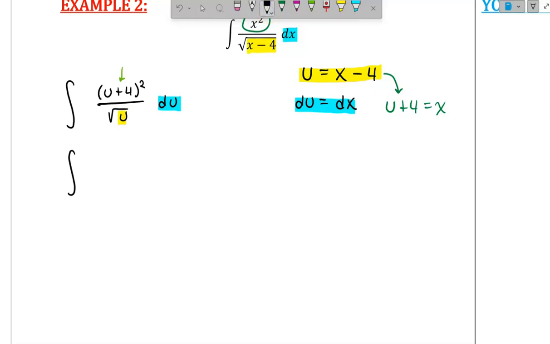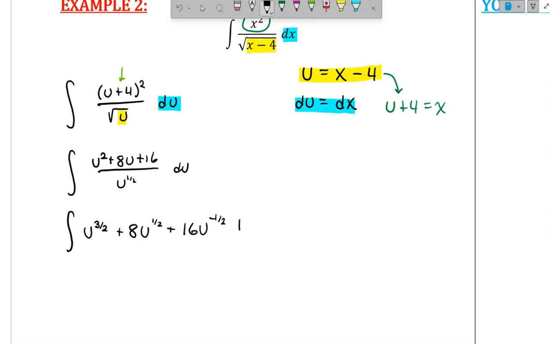So up in the numerator, we would go ahead and distribute or FOIL, however you prefer that. It would be u squared plus 8u plus 16 over u to the 1/2. Upon simplifying that, dividing each thing by u to the 1/2 and using law of exponents, we would get u to the 3/2 plus 8u to the 1/2 plus 16u to the negative 1/2 du.